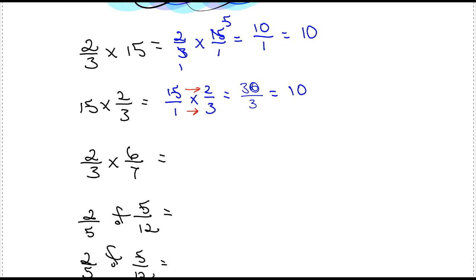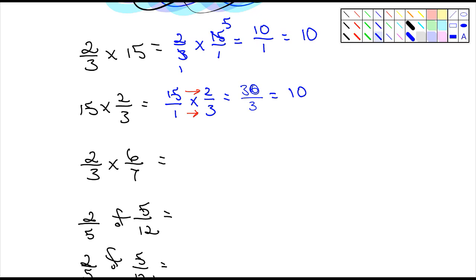All right, let's look at a couple more here. So 2/3 times 6 over 7. Can we do some cross canceling? Yeah, we sure can. What number goes into 3 and 6 evenly? Well, 3 goes into 3 once, and 3 goes into 6 twice. Now we can just multiply straight across. 2 times 2, and then 1 times 7. So 2 times 2 is 4, and 1 times 7 is 7. So 4/7 is the answer for that one.